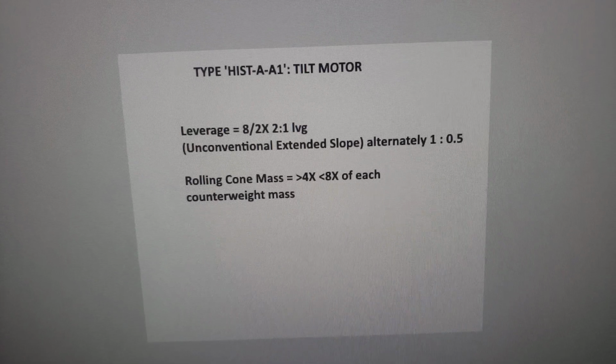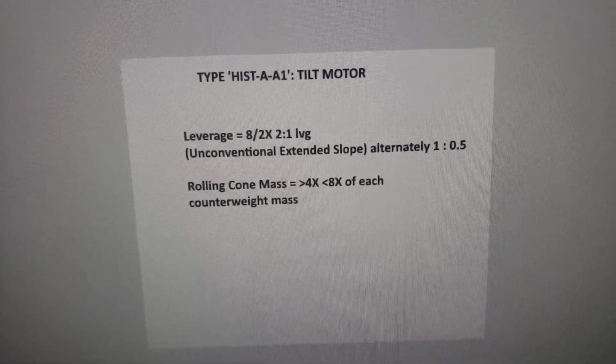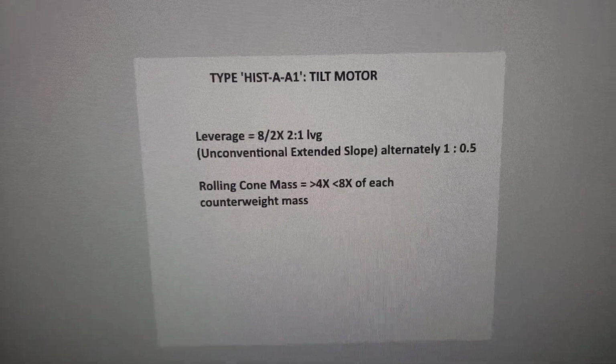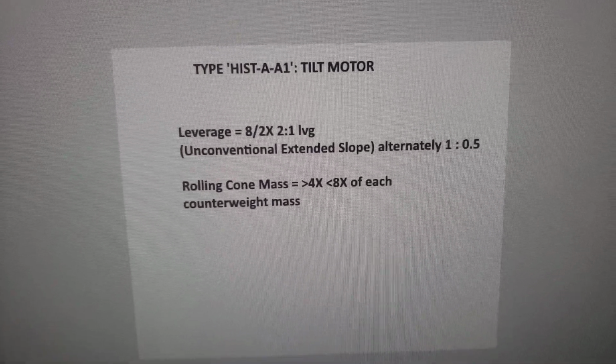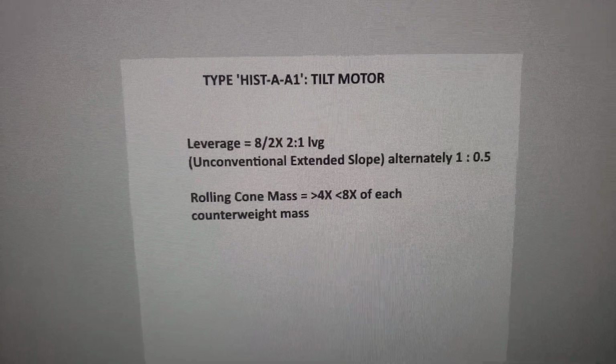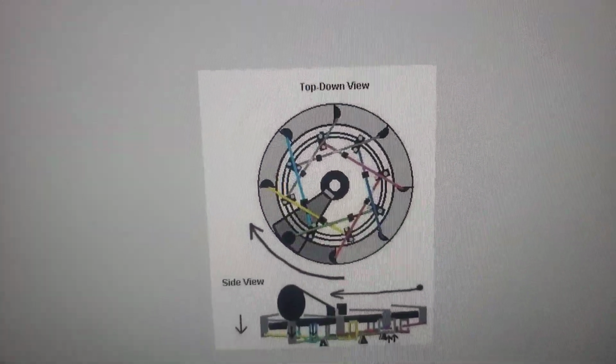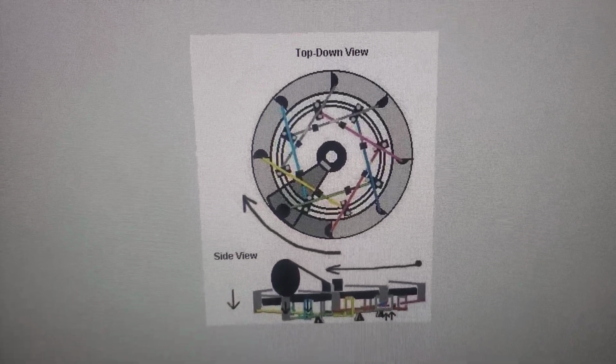Type history A1, tilt motor, leverage 8/2 times 2:1 leverage, unconventional extended slope, alternately 1 to 0.5, rolling cone mass greater than 4 times or less than 8 times of each counterweight mass. This is a tilt motor.